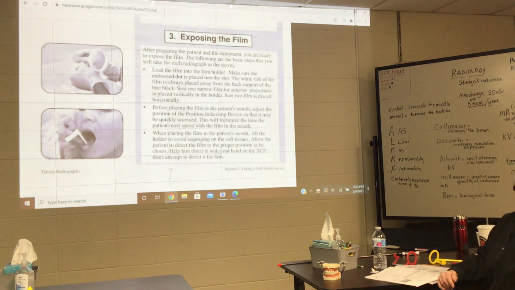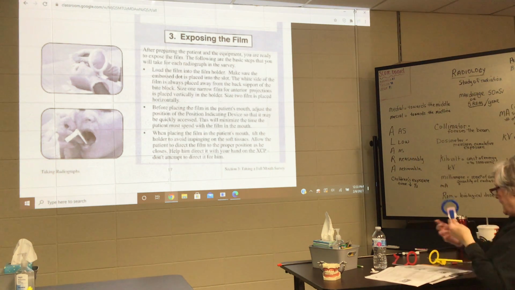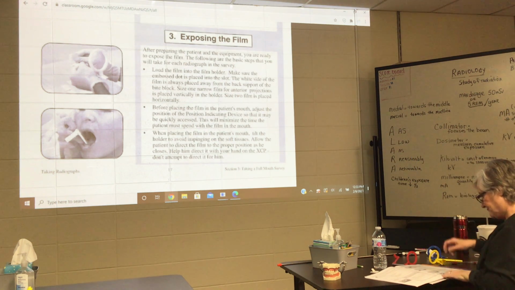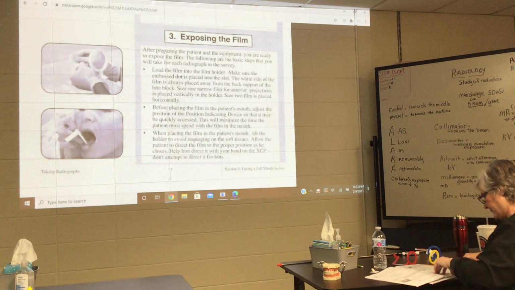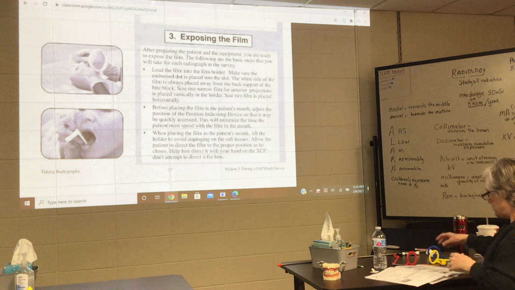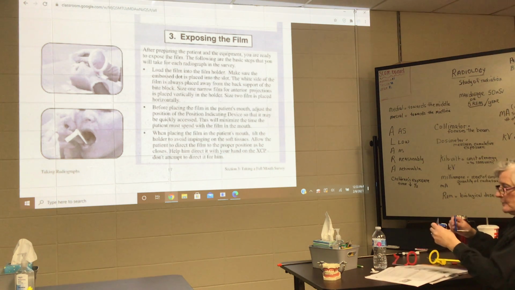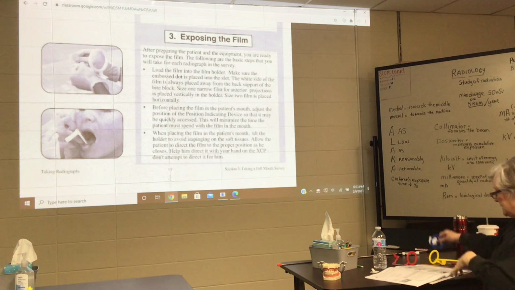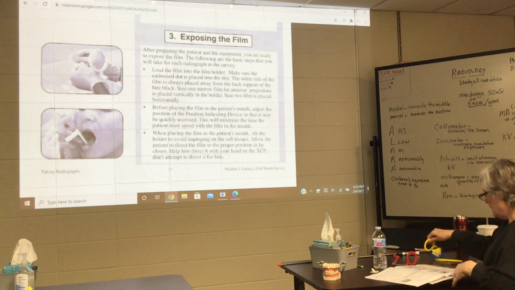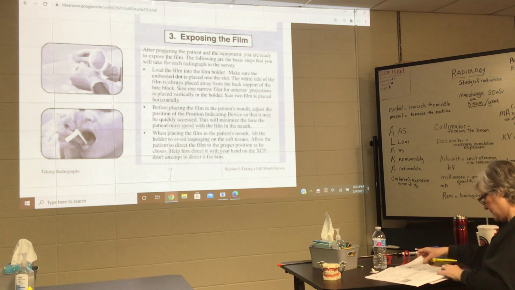Can you see that? Okay. All right. Next page. Size 2 is the horizontal, and it goes horizontal into the yellow one for the posterior teeth.